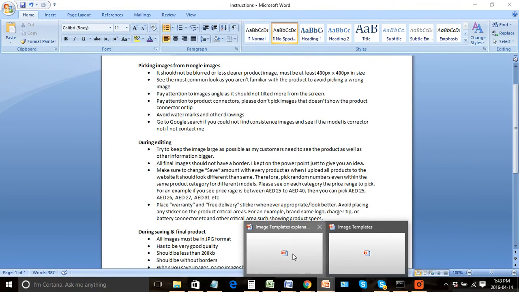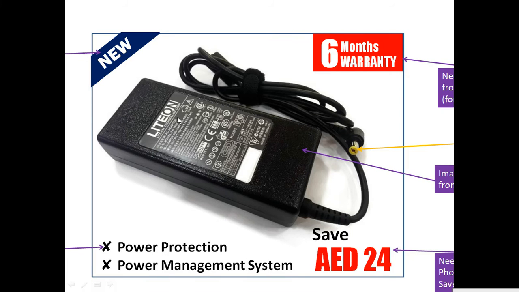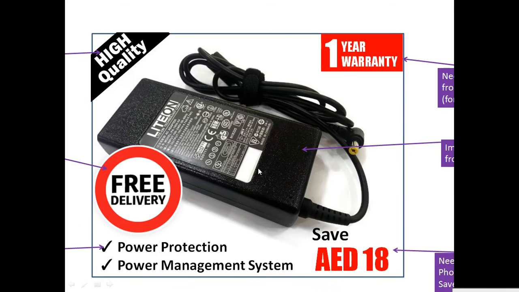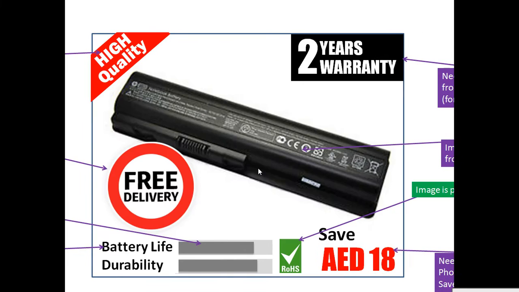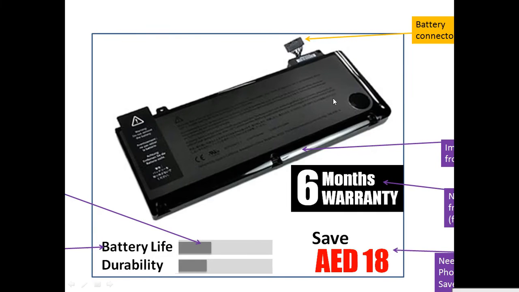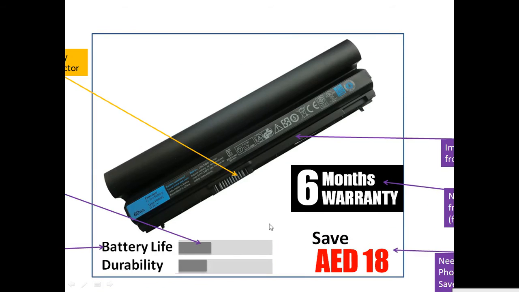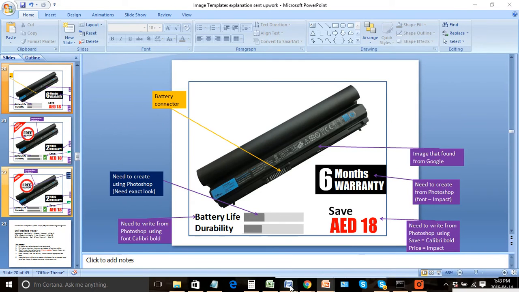If I show you some examples like these ones, as you can see, the product is visible, and in this one the product is big. Every slide, you can see, this is the template I'm going to explain to you. Just shortly, try to keep the product big.